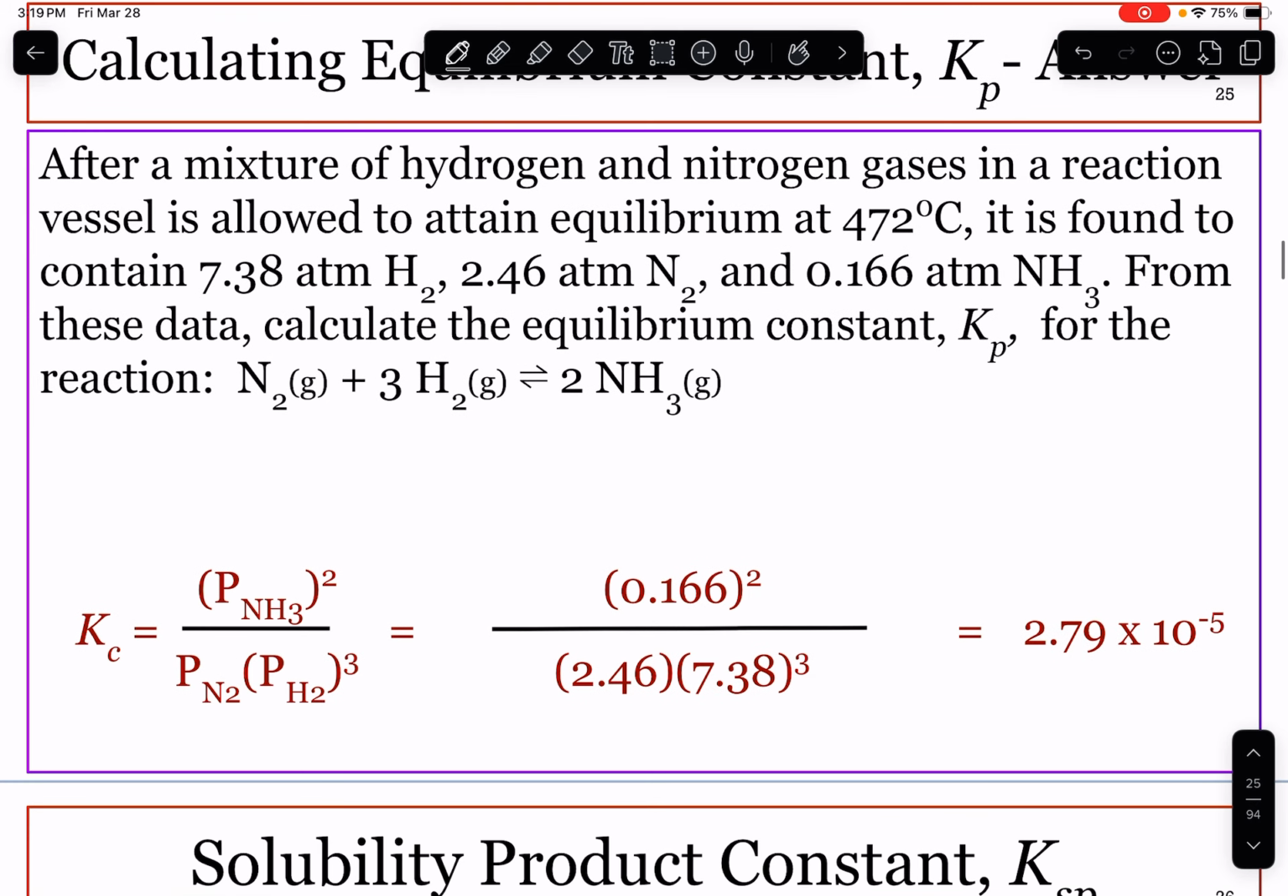And here is the answer. Pause to see if you can type this into your calculator correctly if you didn't already.